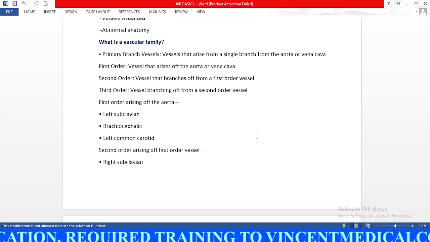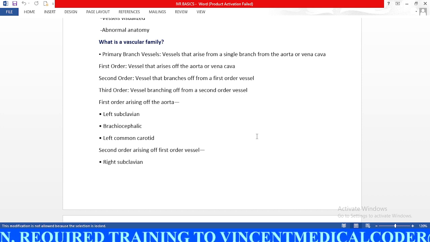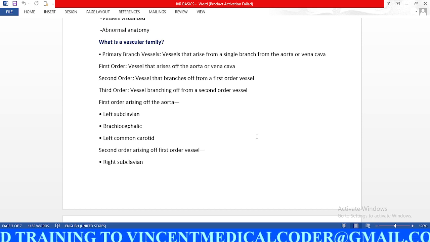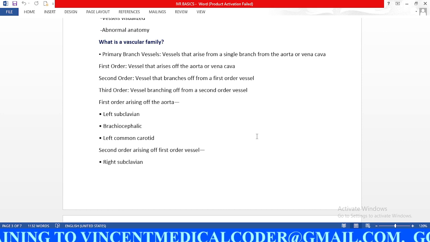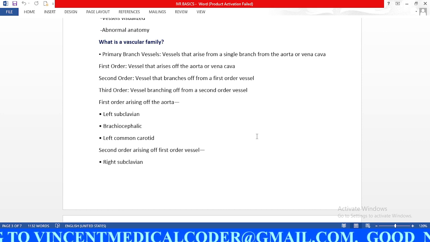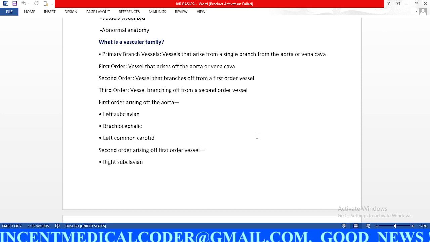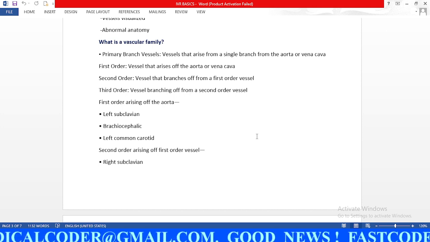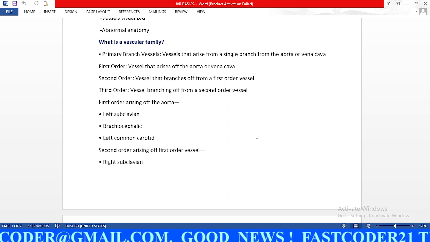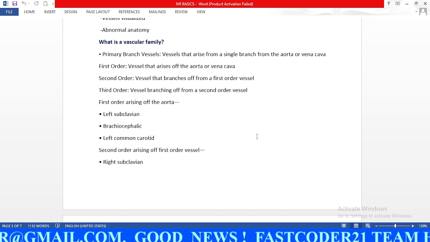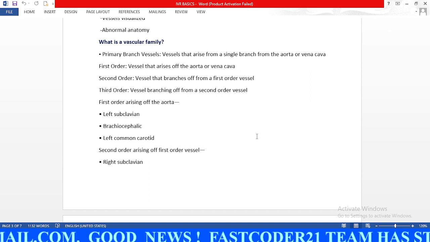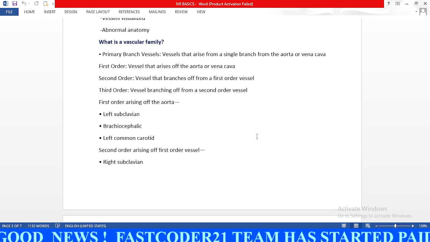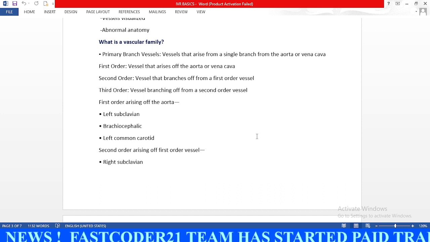As we have learned previously, vascular, arterial, venous, portal, pulmonary and lymphatic systems are included in the vascular family. So primary branch vessels are vessels that arise from a single branch from the aorta or vena cava. So basically the vascular family starts from the aorta. A first order vessel arises off the aorta or vena cava. A second order vessel branches off from a first order vessel. So basically second order originates from first order.